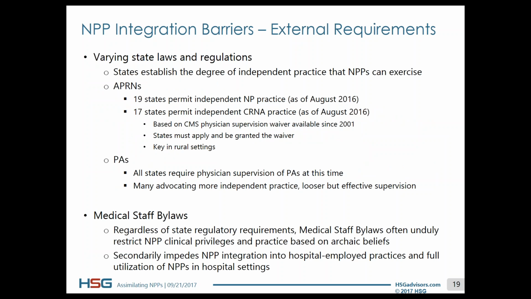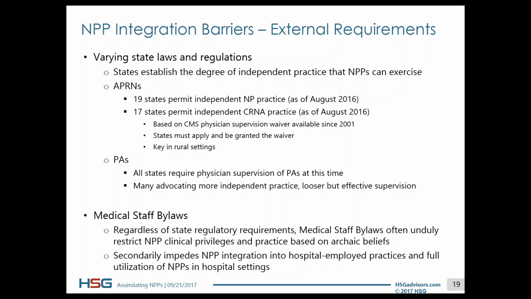External requirements between state regulations, laws and regulations, and medical staff bylaws clearly represent a barrier to full utilization of NPPs. States determine the degree of independence that NPPs can exercise. Uniformly, at least at the present time, all states require physician supervision of PAs. There are many, including the national organization, that advocate more independent practice or looser but effective supervision, but at the present time, all states require supervision. For APRNs, it varies by state.